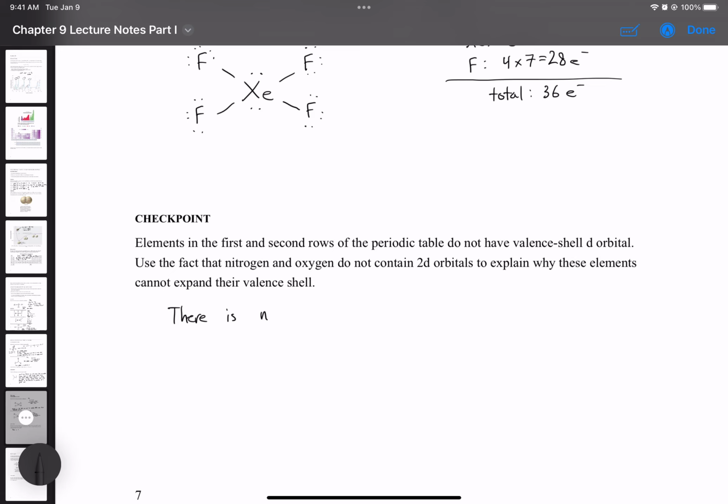And that's because there is no d subshell in the second principal energy level. And that was mainly confirmed using the ionization energies. We didn't see a possibility for an electron in the second energy level past the p orbitals. So there's no verification for a 2d orbital. So there's no d subshell in the second principal energy level.